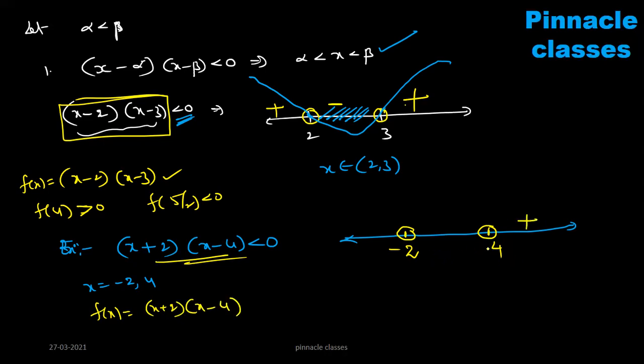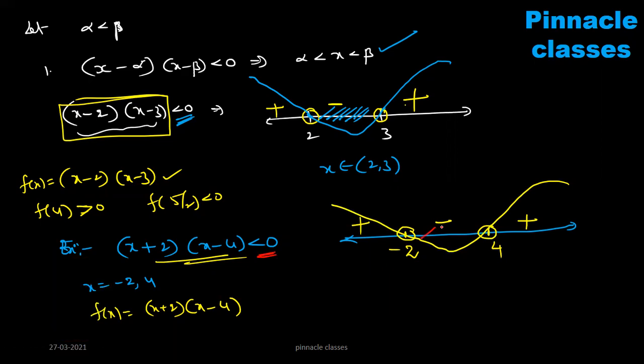Take any one number that lies between minus 2 and 4: 0, 1, 2, 3, 3.9, minus 1.9. Take any number, that value is coming negative. Take the next region, this is plus. So the curve starts from upwards. Plus means upwards, minus means downwards, plus again means upwards.